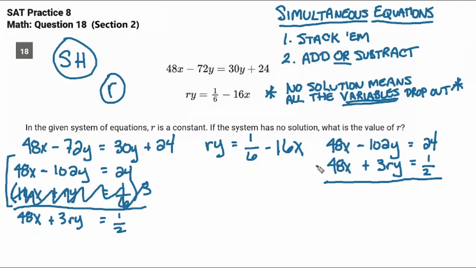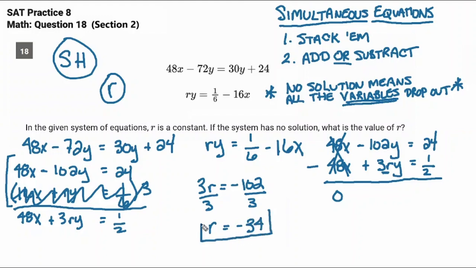If I subtract here, I'm going to get 48x minus 48x, which is 0. That gets one of my variables to drop out. My other variable is y. How can I get y to drop out? In order to get y to drop out, I need to make 3r equal to negative 102. So 3r equals negative 102. That's just simple algebra. 3r divided by 3, negative 102 divided by 3. I know you'll use your calculator there. R is negative 34. R is negative 34.